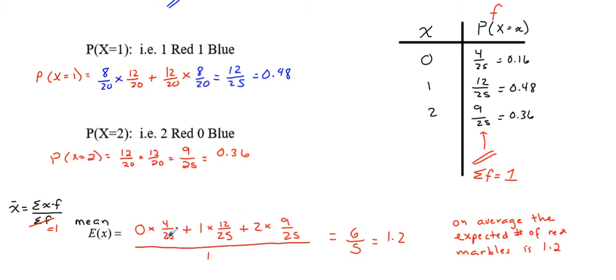Now to ease your calculation, because all of the denominators are 25, and I said why sometimes you want to leave the denominators the same, instead of going 0 times 4 over 25 plus 1 times 12 over 25 plus 2 times 9 over 25, to make your calculation easier, you can just do 0 times 4, which is just 0, plus 1 times 12, which is just 12, plus 2 times 9, which is just 18, press equals, and then just divide by 25. So it's just something that's a little bit faster for you.